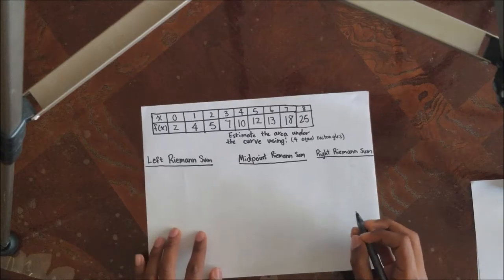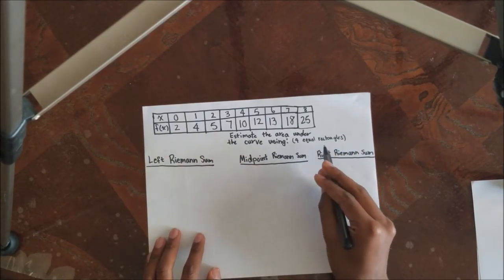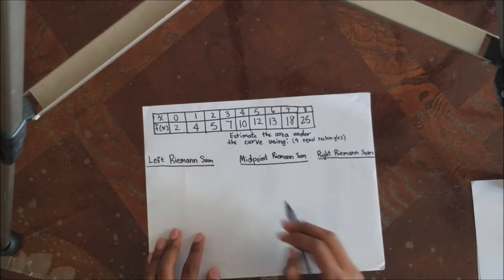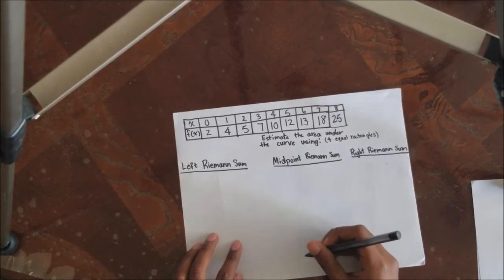Problem. So we have this table over here, and we just have to estimate the area under the curve using four equal rectangles. So there are three ways we can do this. First off, the left Riemann sum. So let's start working off with this.